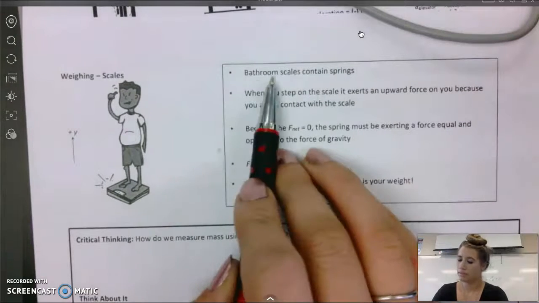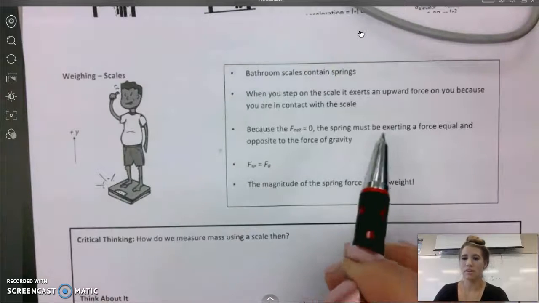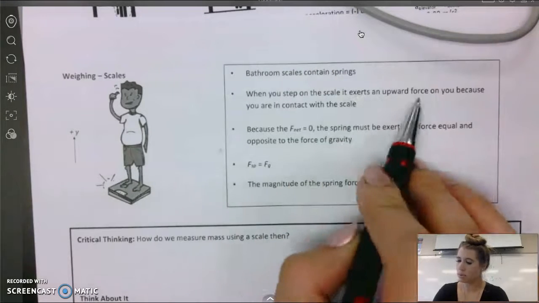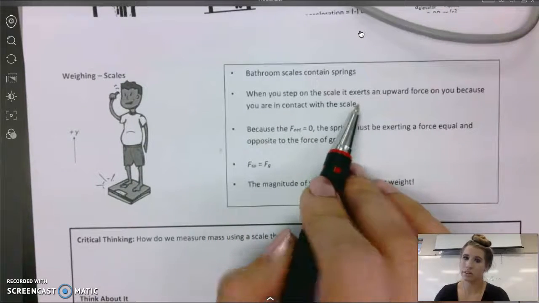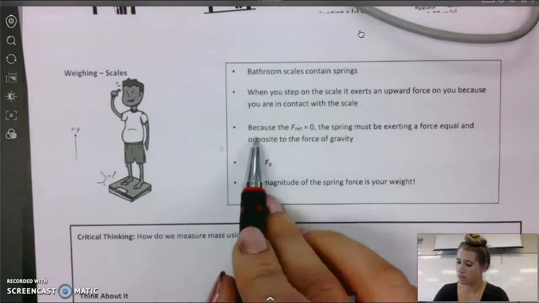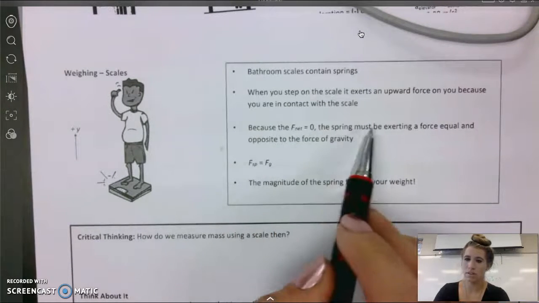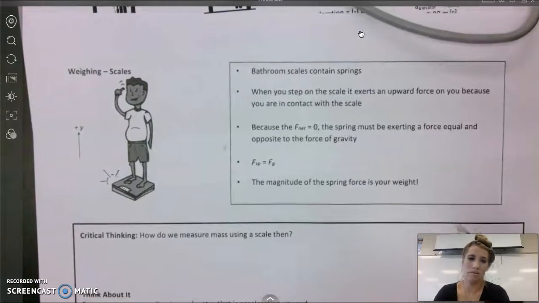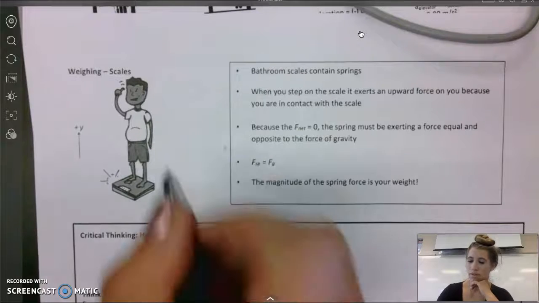So, a bathroom scale contains springs. When you step on the scale, it exerts an upward force on you because you're in contact with the scale, right? Like a normal force, but in this case, it's the springs that are pushing back up on you. So because our net force is equal to 0, the springs must be exerting an equal and opposite force to the force due to gravity, or your weight. So that spring force is going to equal the force due to gravity.